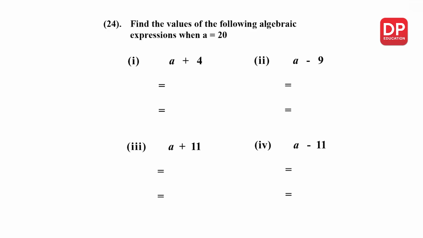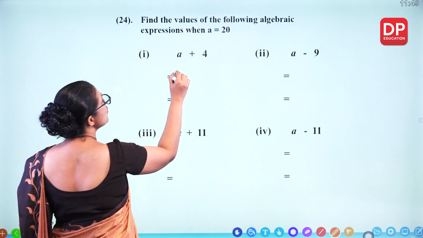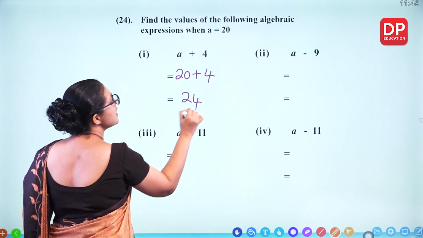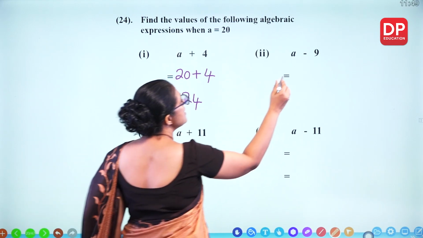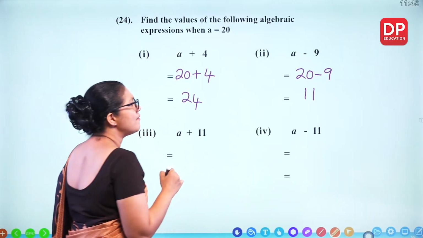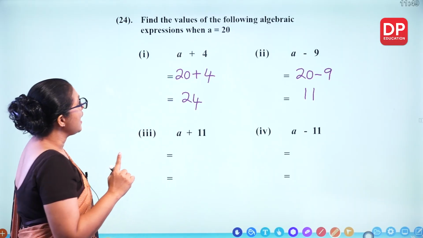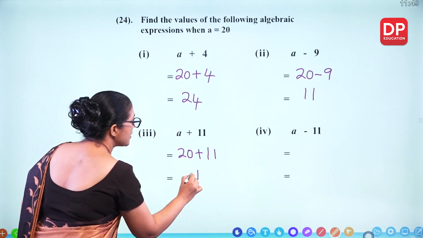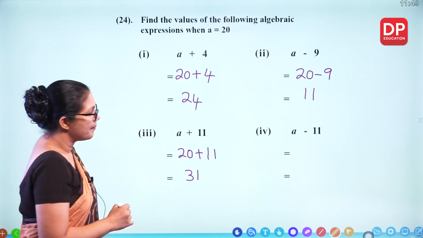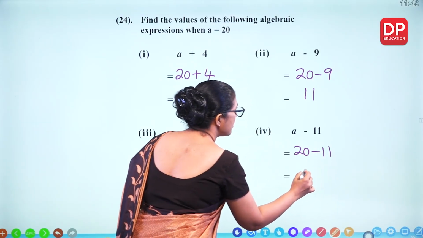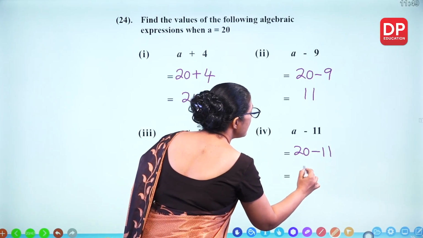Find the values of the following algebraic expressions when A equals 20. So substitute A equals 20. 20 plus 4, 24. 20 minus 9. You get 11. A is 20. 20 plus 11. You get 31. A is 20. 20 minus 11. You get 9.